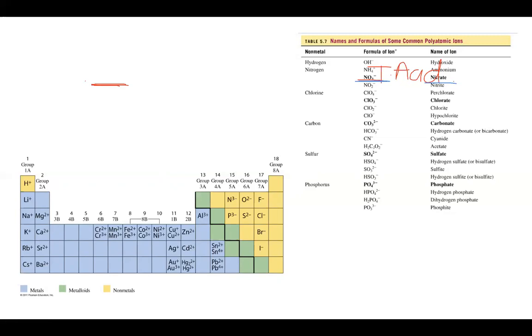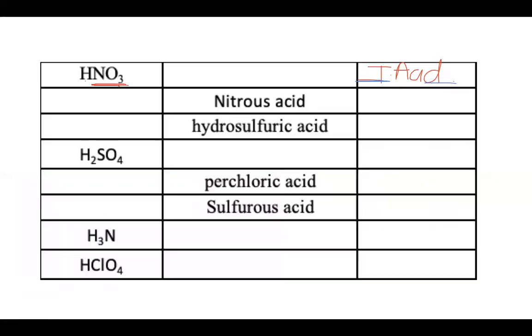So by the time that I change it to the form of an acid, remember that the polyatomic ions that end in ite are going to be changed to ous, and the ones that end in ate will be changed to ic. So in this case, since this is nitrate, which ends in ate, the way to name it in the form of an acid will be nitric acid, because I changed ate to ic.